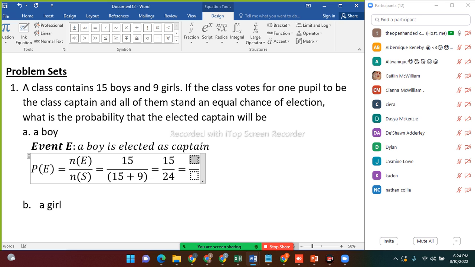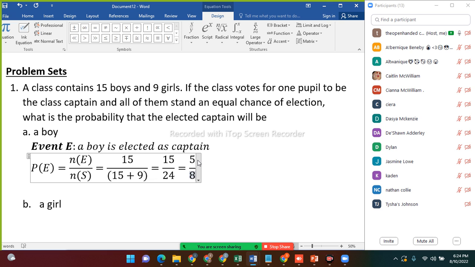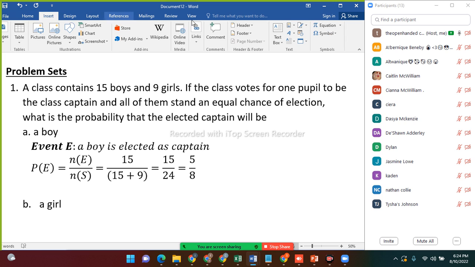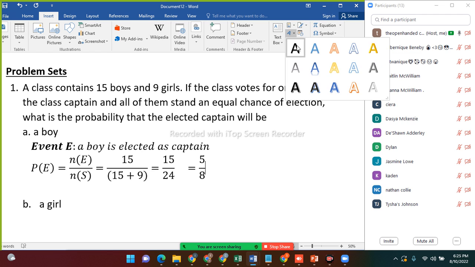All right. So it's 5 over 8. Okay, so that's how we do that one. So the probability that a boy is selected as captain is going to be 5 over 8. Remember, for this one, we divide by 3. And so let me show that in my working to make it clear that we did divide by 3.